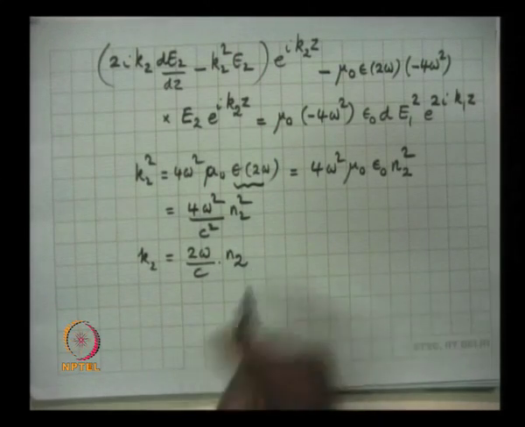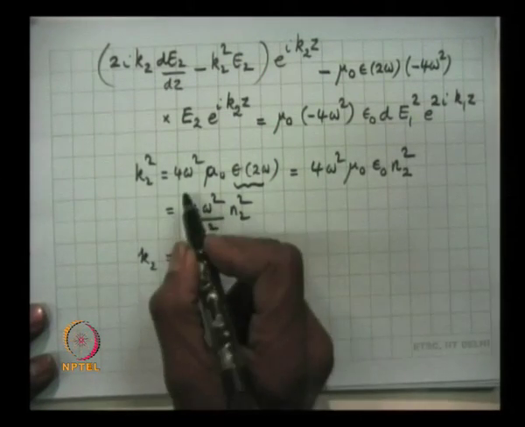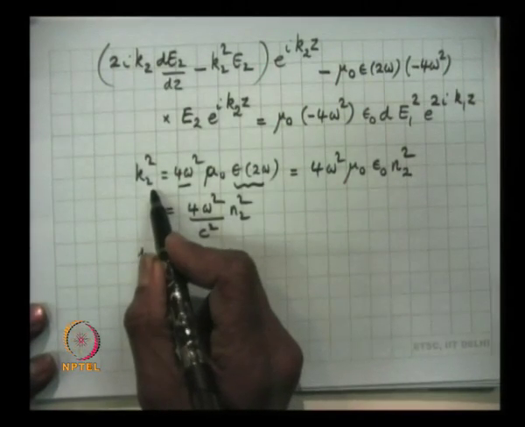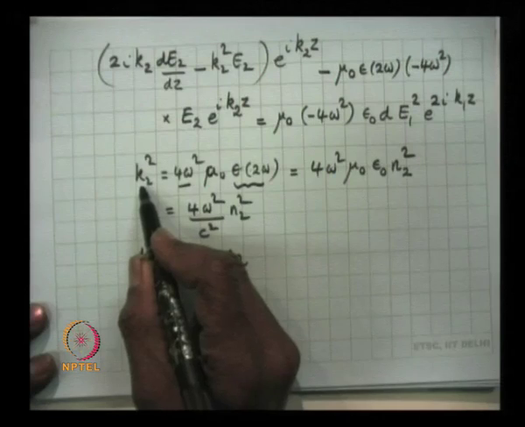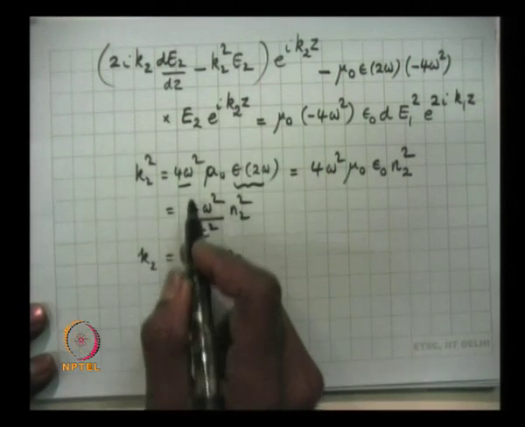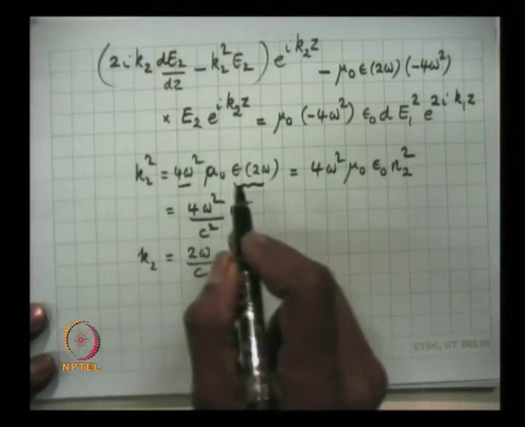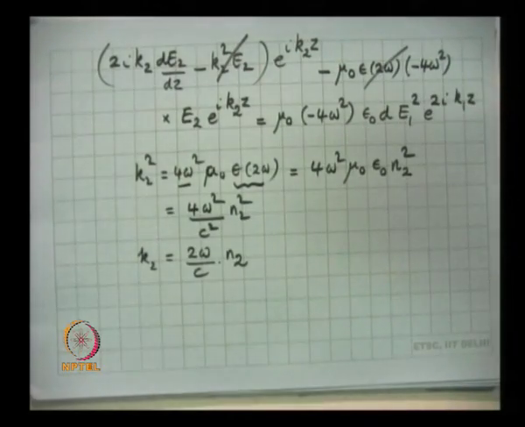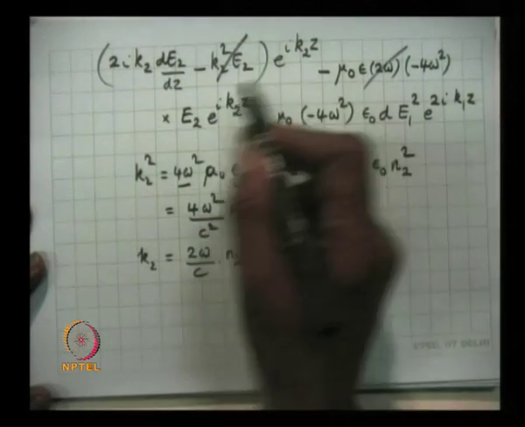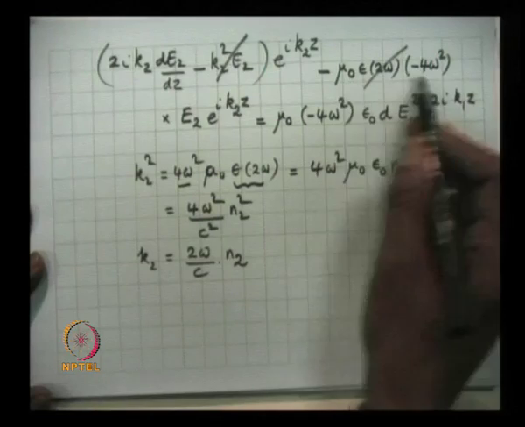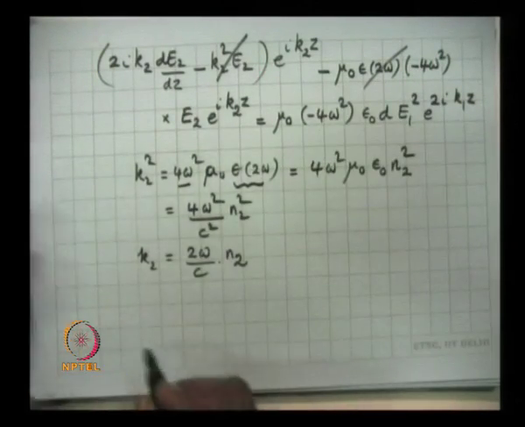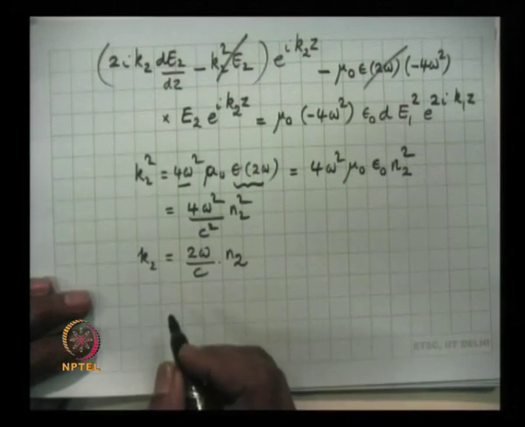So, k 2 is related to epsilon at 2 omega by frequency square, 2 omega whole square, because the frequency at which the propagation constant is k 2 is 2 omega. So, 4 omega square mu naught epsilon at 2 omega. So, this term and this term cancel off. E 2 e to the power i k 2 z is common, k 2 square. So, there is a minus into minus is plus. So, these two terms cancel off, and this equation will get further simplified.